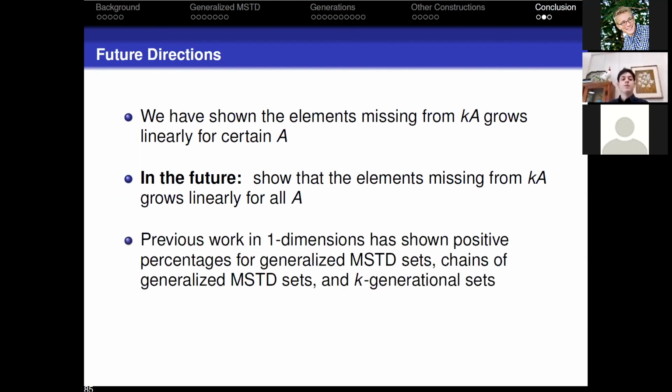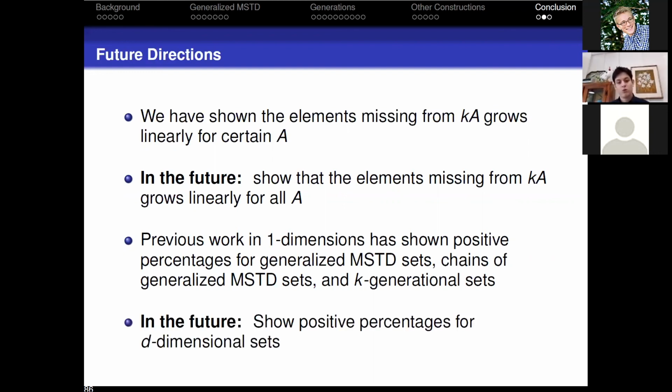Going back to the more general question about d-dimensional MSTD sets, previous work in 1 dimension has shown positive percentages for MSTD sets, chains of generalized MSTD sets, and K-generational sets. So in the future, we would hope to show a positive percentage of all these quantities for d-dimensional sets, so any results in higher dimensions, 2 or higher. This is something that we haven't really covered in our presentation, but something that we really hope to look into for a full generalization of the original problem.